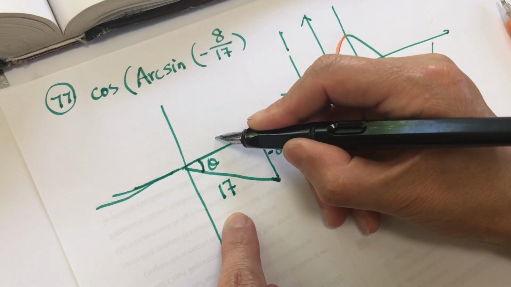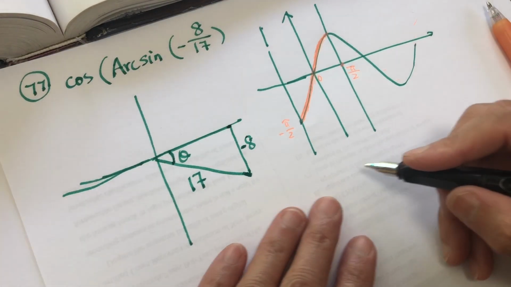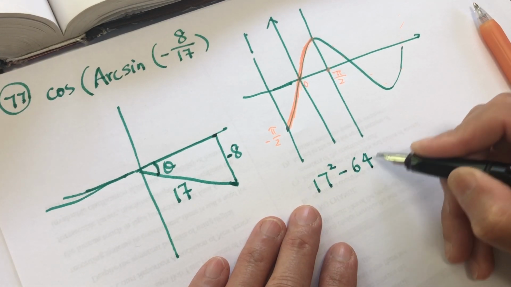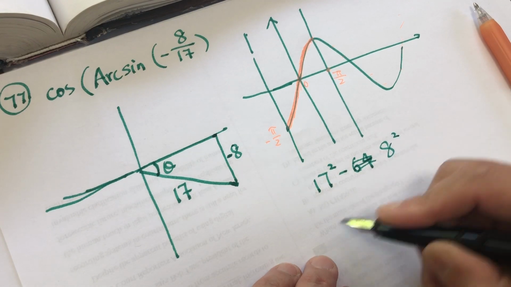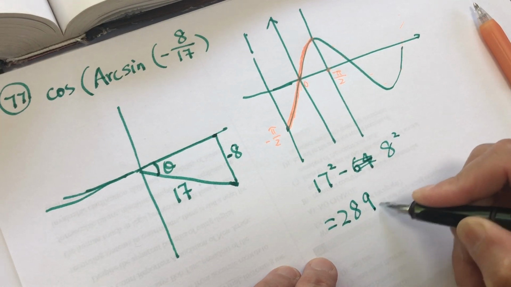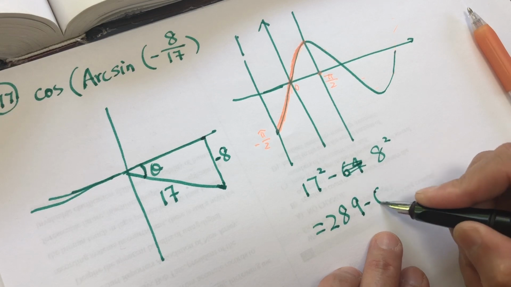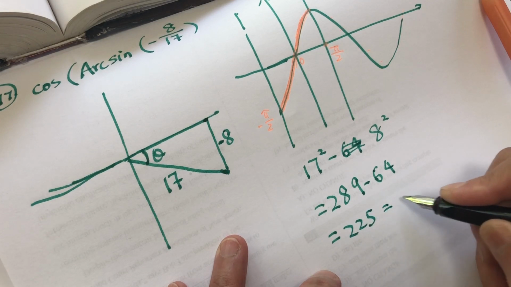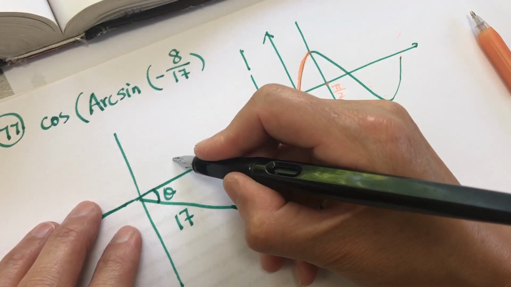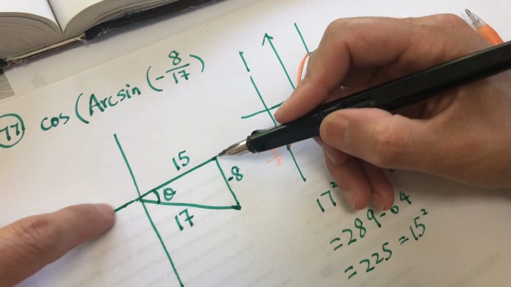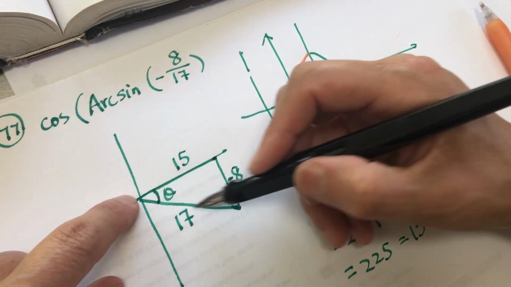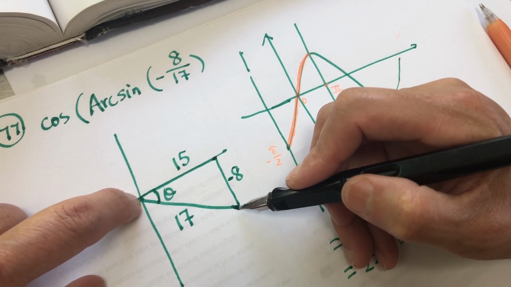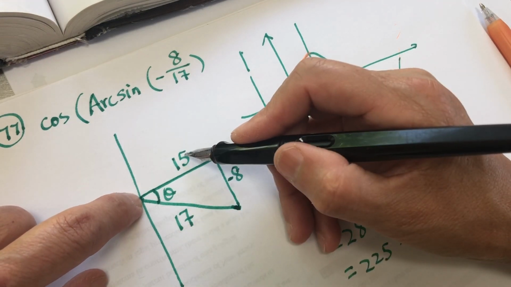Now, forget about anything else. We need to figure out this side, right? 17 squared minus 64, or 8 squared, equals 289 minus 64, equals 225, equals 15 squared. So this one is 15. Here is positive, here is negative. And this one is a scalar value. The hypotenuse never has positive or negative, so this one is positive.